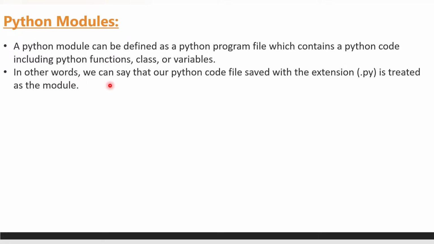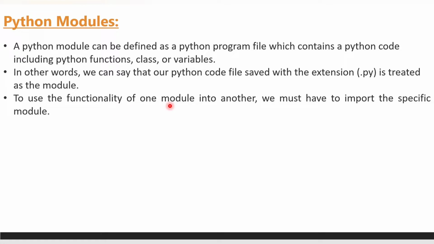In other words, we can say that our Python code file saved with extension .py is treated as a module. Whatever we were creating till now, we were using only a single file and running that particular code. But with the help of module functionality, we can create multiple files and import that particular file into different Python files. We will see that in the demo.